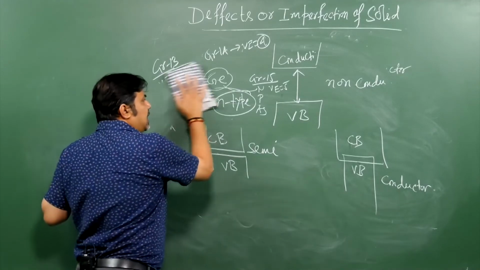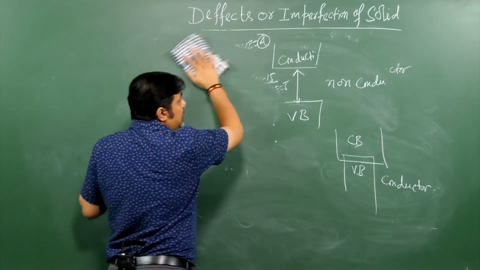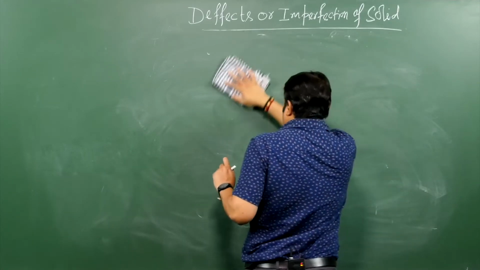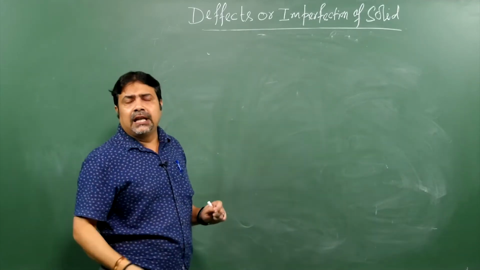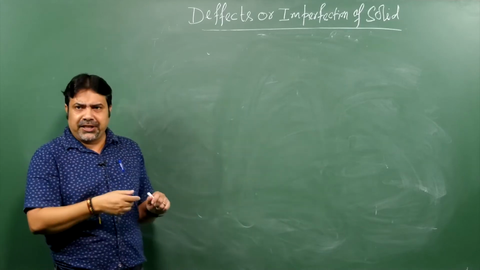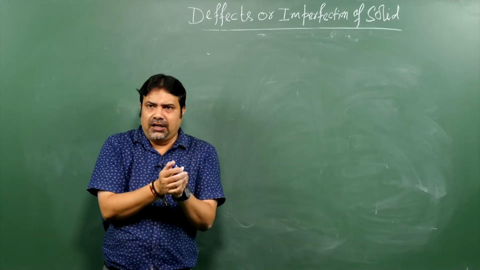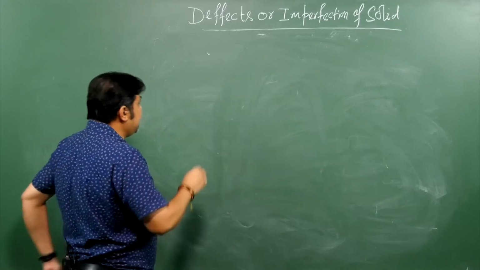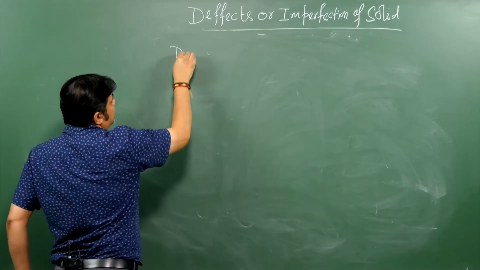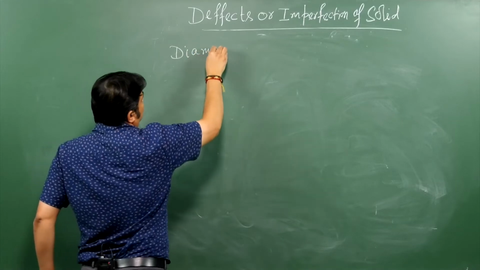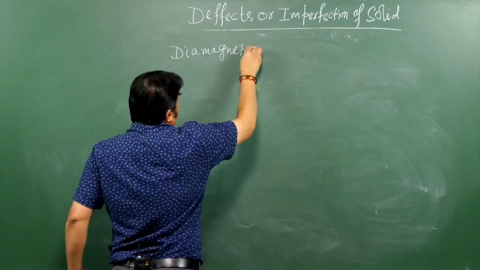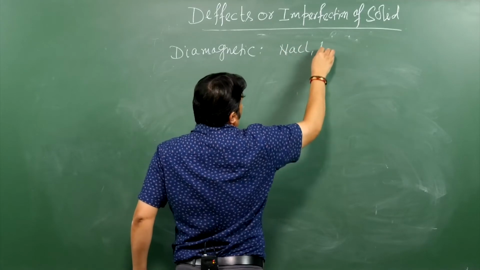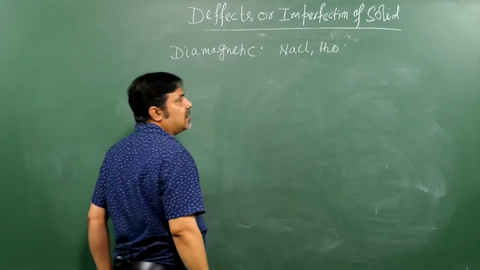Any substance has atoms with a nucleus, and around the nucleus an electron is moving in a circular path. Because of the movement of an electron, an electric loop is created, and that will generate a magnetic field. Tiny magnetic regions will be created in a solid, and there are different categories of solids. One is diamagnetic. Examples I am giving are NaCl and H2O. These are diamagnetic substances.